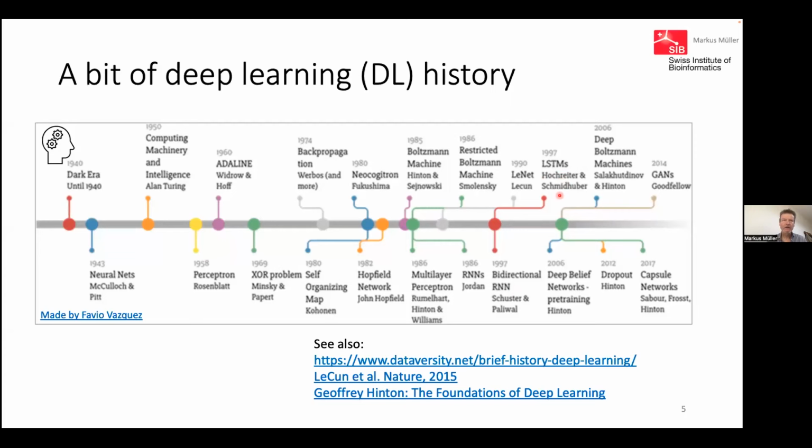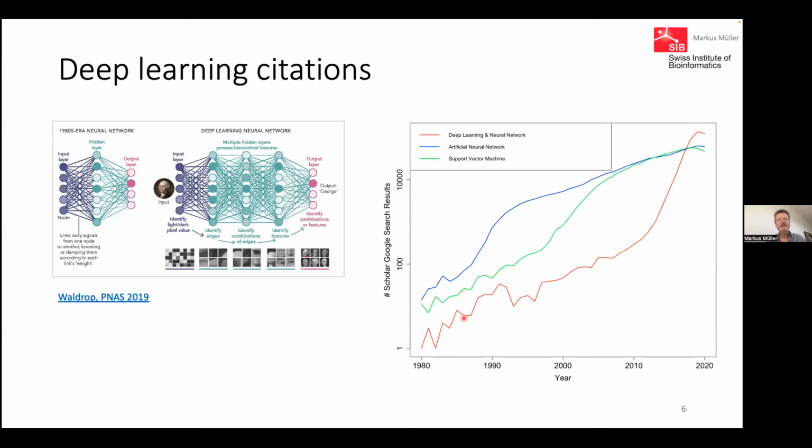If you count the citations or compare the citations for deep learning to the citations for artificial neural networks, which correspond to shallow neural networks with maybe one layer, deep neural networks have, let's say, at least three layers, or support vector machines, you see that up to maybe 2010, there were much more citations for shallow neural networks or support vector machines. But the number of citations started to grow very quickly after 2010, and deep neural networks are now probably the most important method to do machine learning.